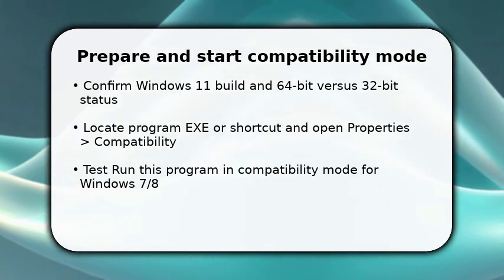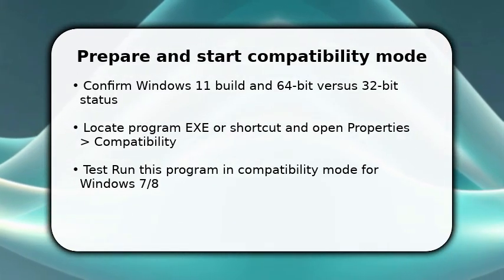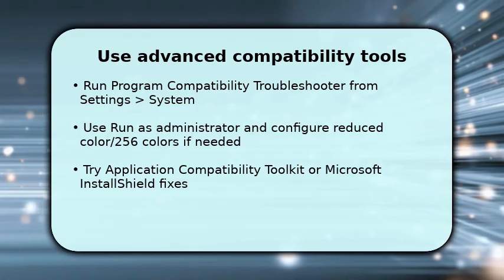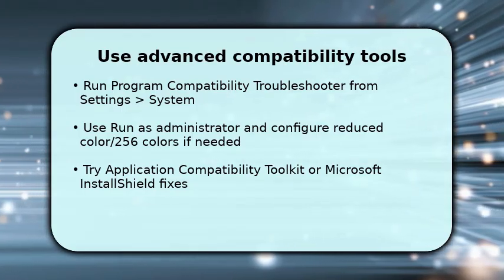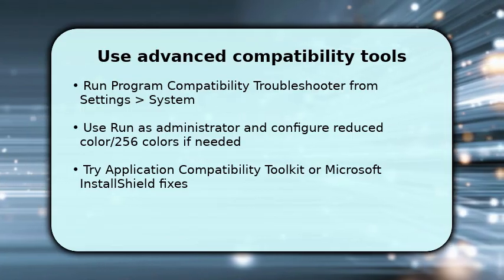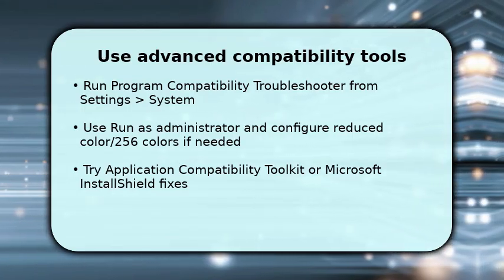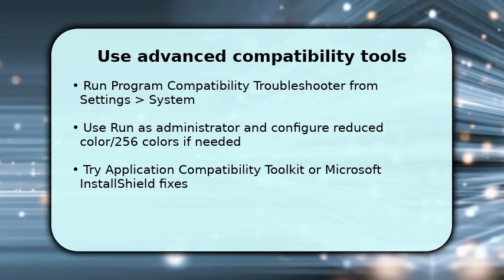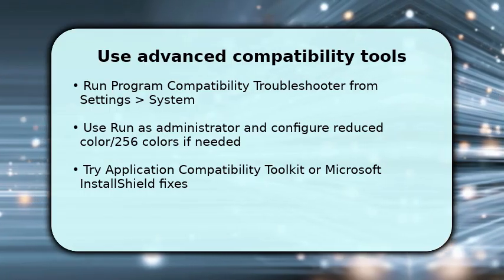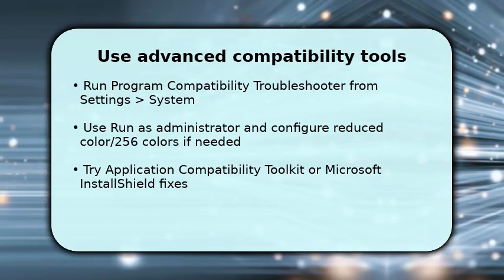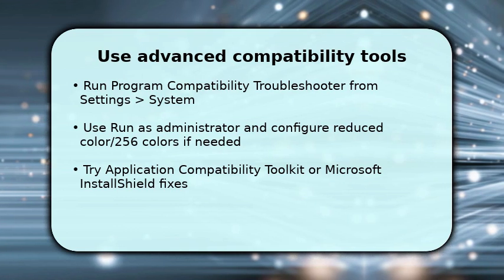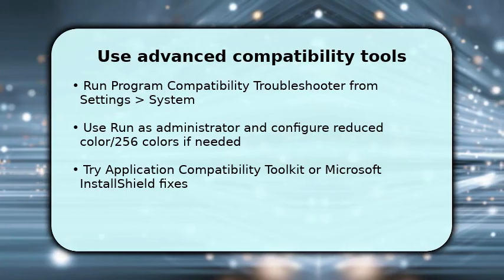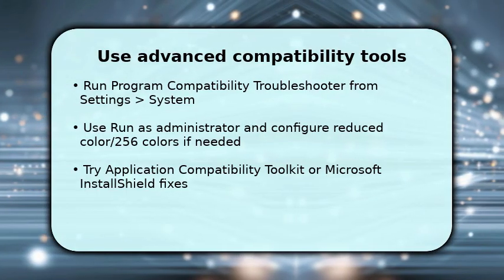Now you move into deeper fixes using Windows tools and settings. Run the Program Compatibility Troubleshooter from Settings to let Windows auto-detect fixes. It can apply shims that emulate older behaviors. Make sure to try Run as Administrator and adjust compatibility options like Reduced Color Mode or Run in 640x480 if graphics fail. If necessary, use the Application Compatibility Toolkit or Install Time Fixers to create custom compatibility layers. These steps address permission, display, and compatibility issues.